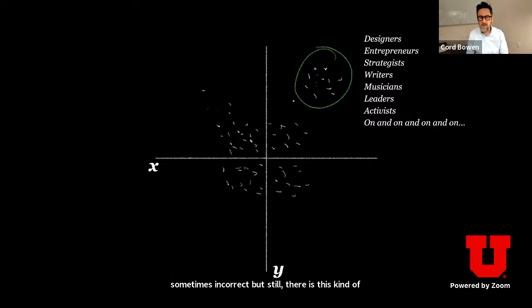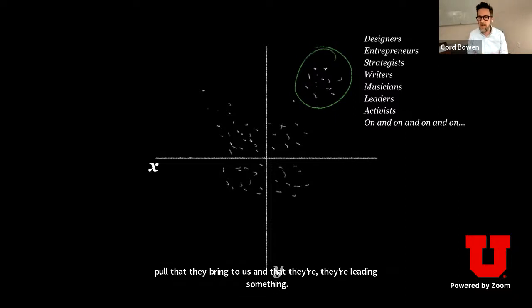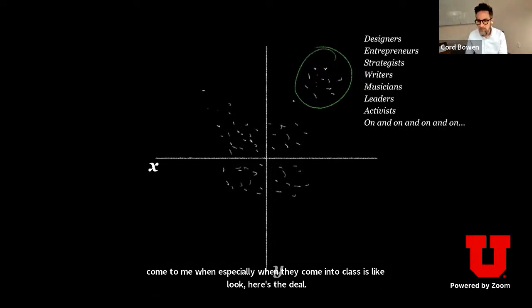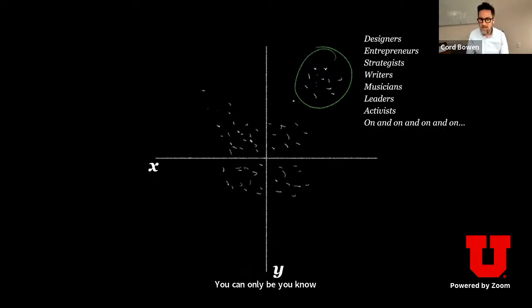And what I found is that there are these consistent behaviors, which is that somewhere along the line, they gave themselves permission to trust what was truly inside. One of the great things I always tell students when they come to me, especially when they come into class, is, look, here's the deal. You can only be you. Now, if we can get you there this semester, that's great. But at some point, it's going to happen.